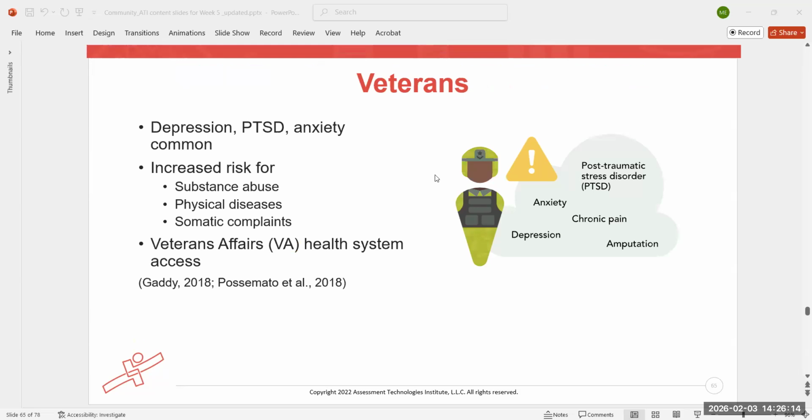When looking at specific groups, we have our veterans, and risks associated with our veterans could include depression, PTSD, anxiety, chronic pain. There could be an increased risk for substance abuse, physical diseases, somatic complaints, depending on their chronic pain or if there's a significant injury that they did obtain while serving, such as an amputation. They do work with the Veterans Affairs healthcare system to ensure that access is available for all veterans.